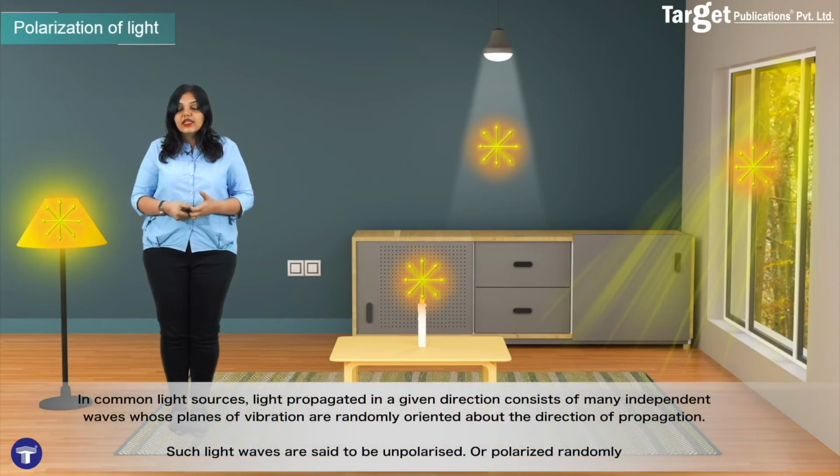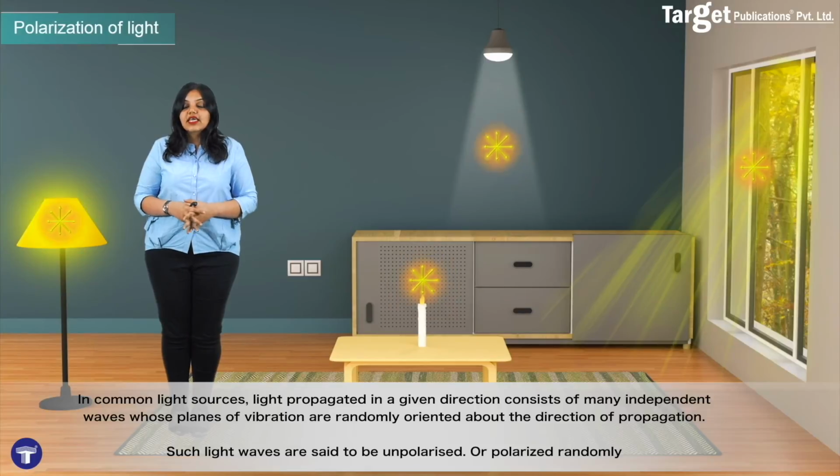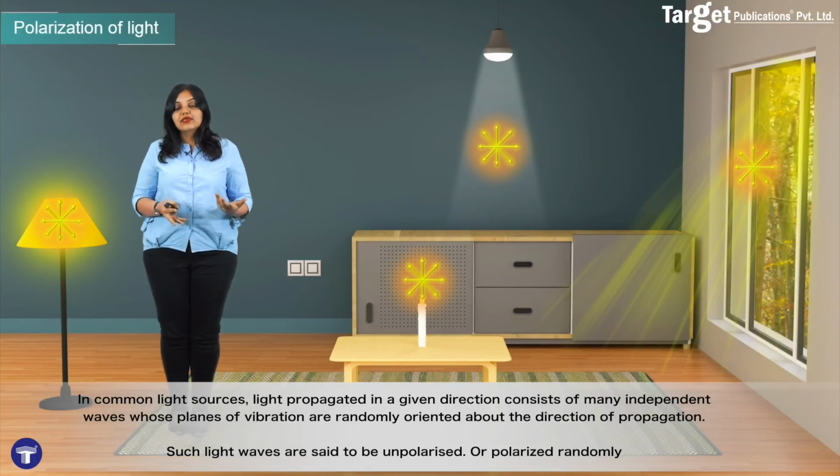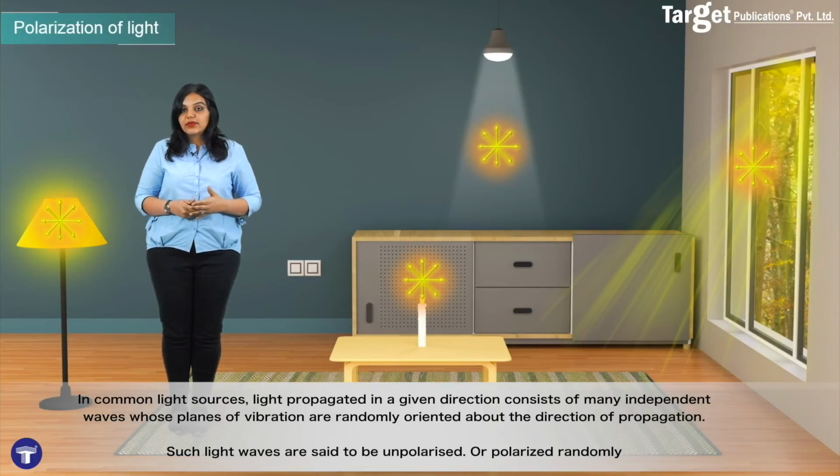However, in general, light does not have some fixed direction in which its particles vibrate. That is, in common light sources, light propagated in a given direction consists of many independent planes of vibration which are randomly oriented about the direction of propagation. So in general, in common sources, light waves are said to be unpolarized or polarized randomly.